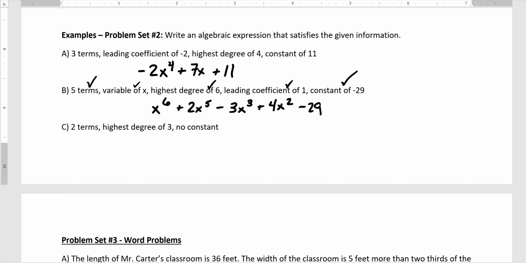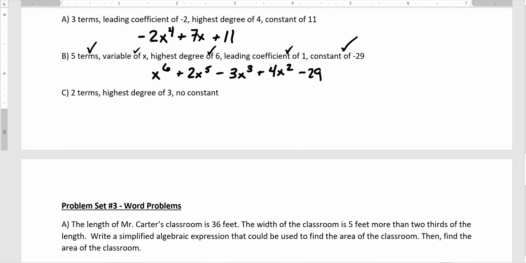Awesome. All right. Last one, C. 2 terms, highest degree of 3, no constant. All right. So a binomial here. That means a polynomial with 2 terms, highest degree of 3, no constant. So we can say x to the 3rd minus 4x squared. Highest degree of 3. 2 terms, no constant, nailed it.